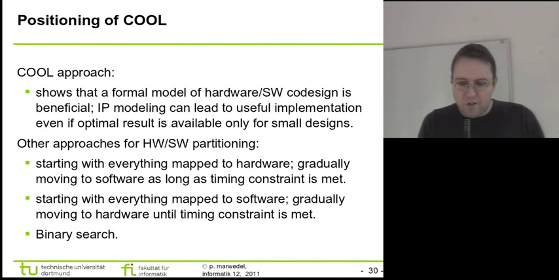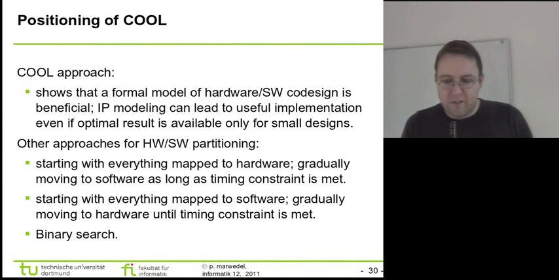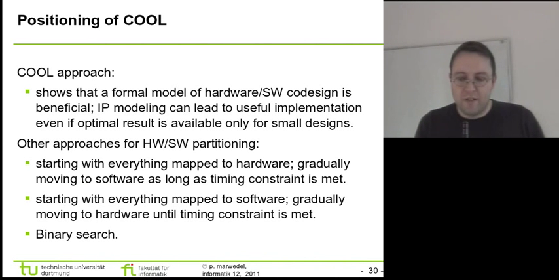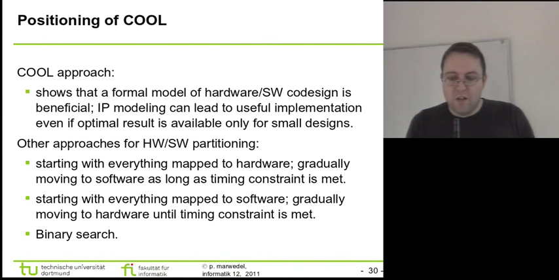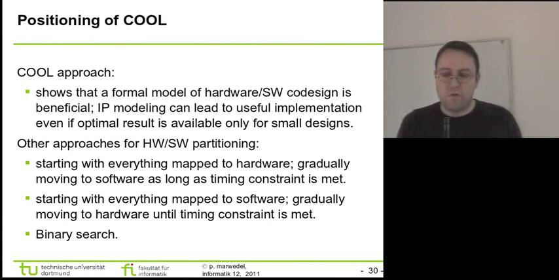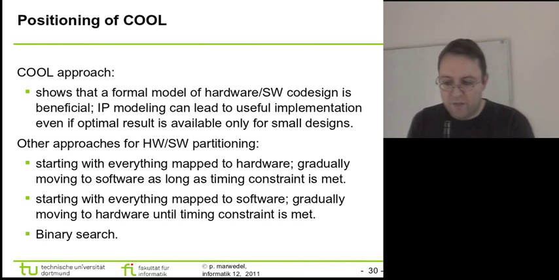So the COOL approach actually shows that a formal model of hardware-software co-design is beneficial. Intellectual property modeling can lead to useful implementations even if the optimal result is available only for small designs. There are of course other approaches for applying hardware-software partitioning. You could start off with all of the functionality mapped to hardware, and then gradually move to software components as long as you're able to keep your timing constraint. On the other hand, you could start off with mapping everything to software and then gradually move to hardware, building in accelerators until the timing constraint is met, or you can do a binary search on your solution space.